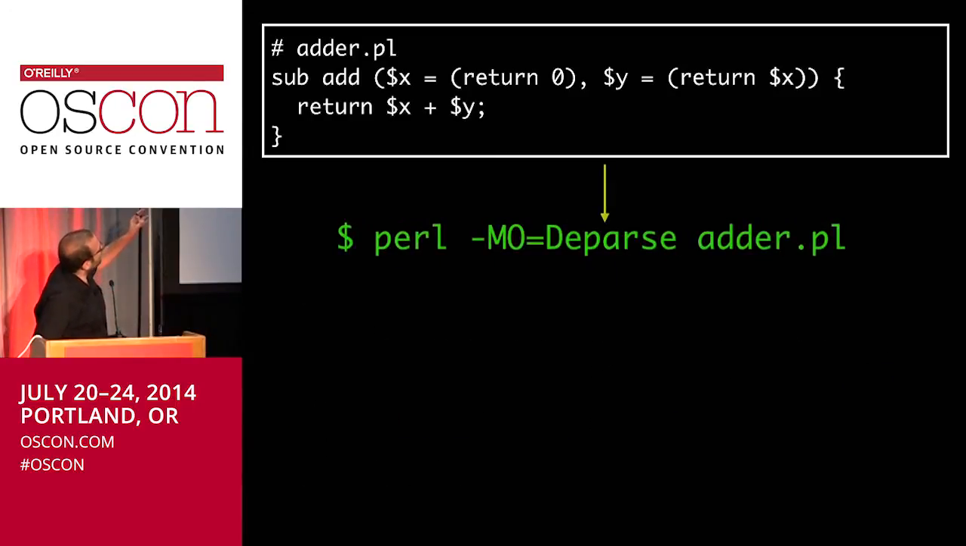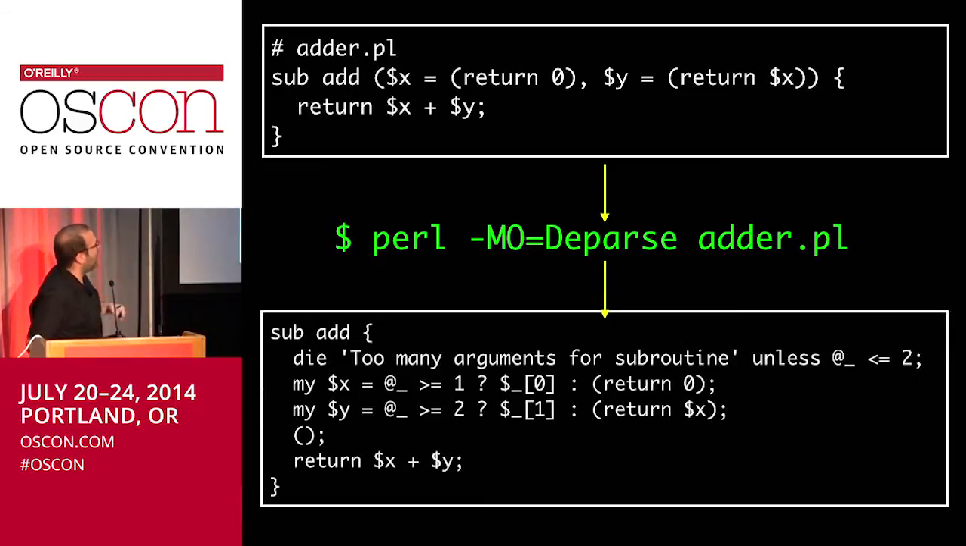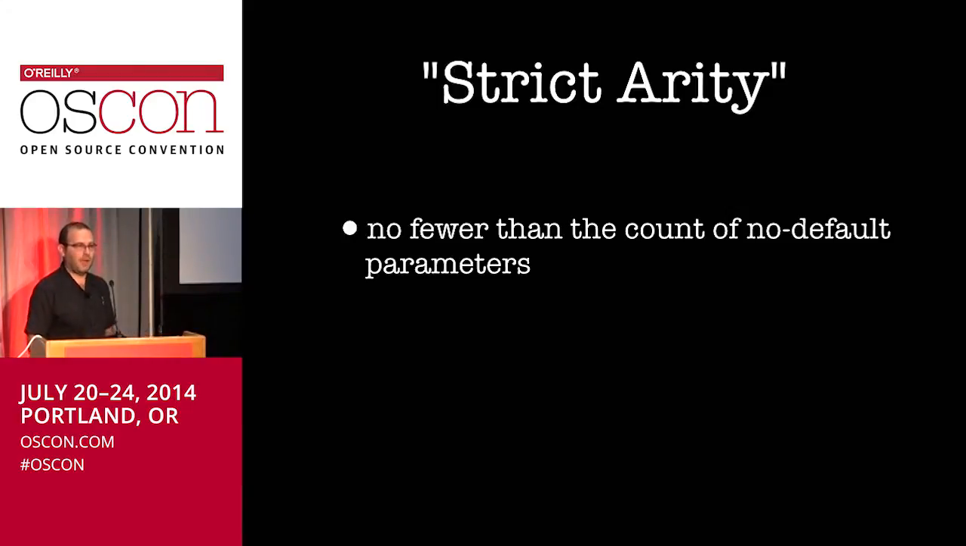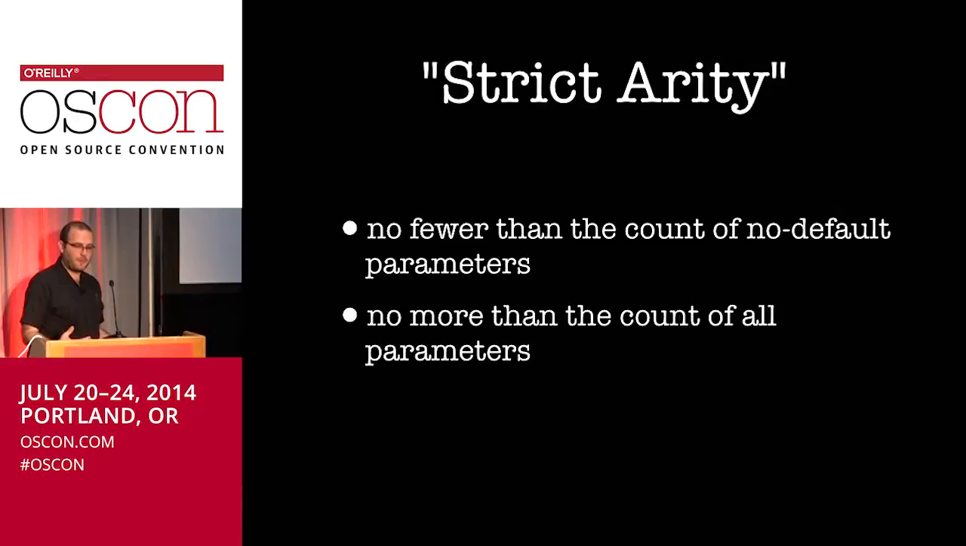So if we take this double one and we deparse that, we get this. Again, it continues to make sense. There's nothing crazy or magical here. The checking of the number of arguments that we got is what's called arity checking. We know the routine must have between 0 and 2 arguments, and we check that. We don't let you have fewer than the mandatory options, and we don't let you have more than the optional options plus the mandatory options.